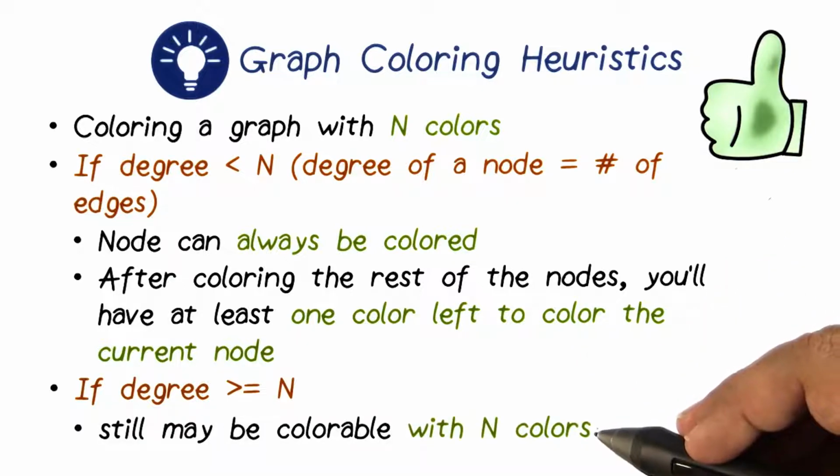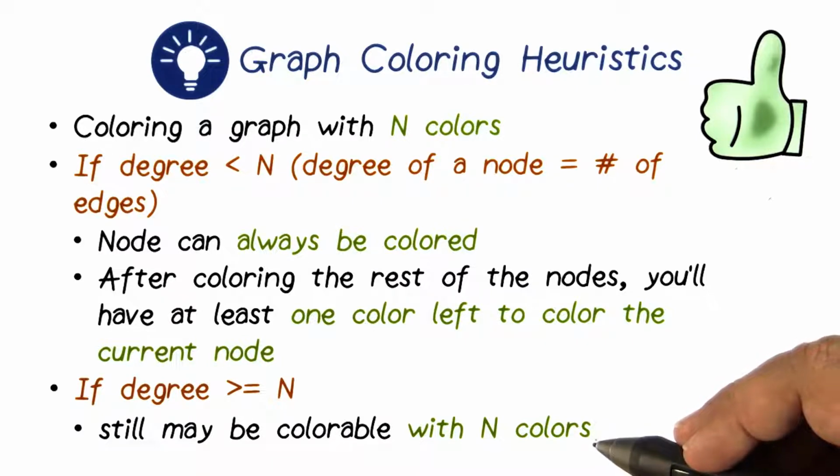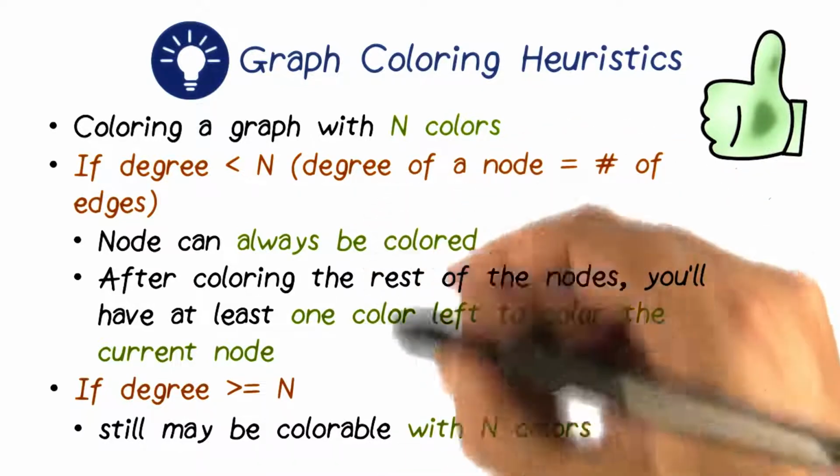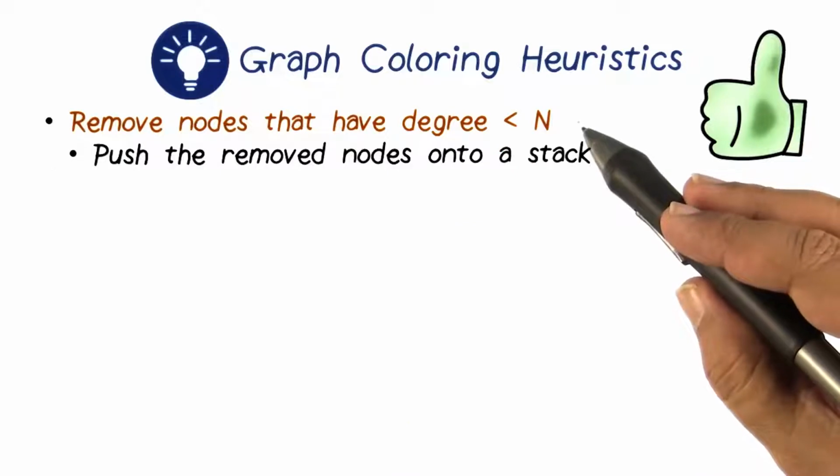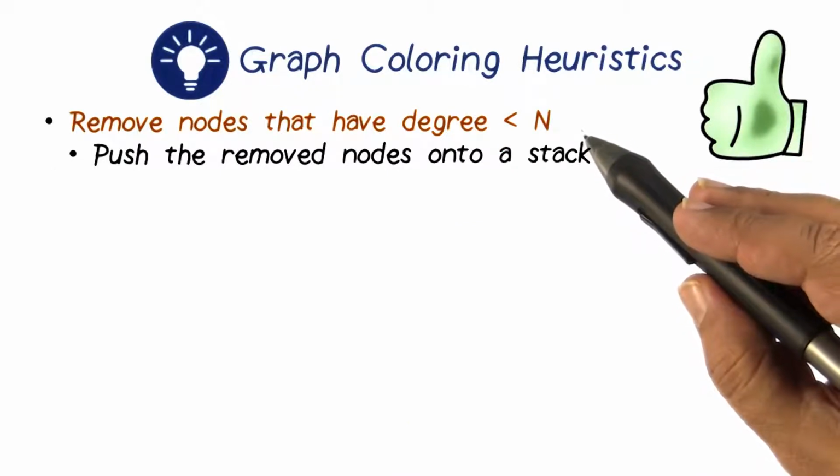So the examples that we showed earlier showed both the possibilities. If the neighbors can share the color, then we might be able to still color the current node with n colors. However, the discussion that we had on the previous slide shows us how to go about devising a graph coloring heuristic.